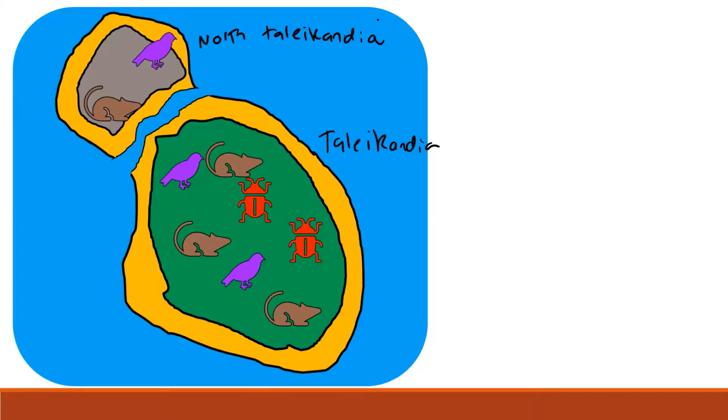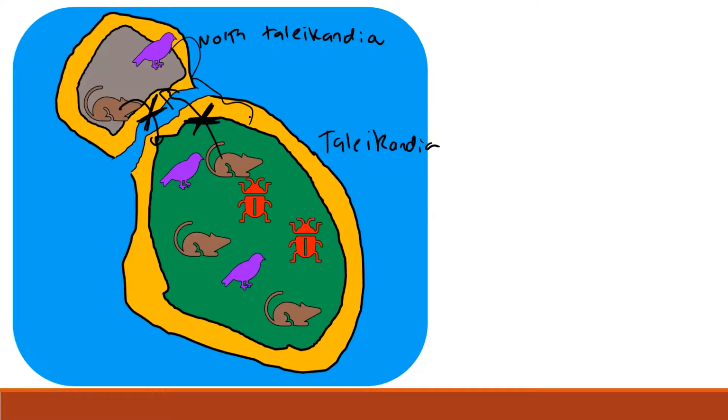Now, here's the thing, right? These two islands are very separate, right? And so what you could do is we could have these rats here. These can't get across to this side of the island because there's now a massive river in the way. The birds can. The birds can do whatever they want.